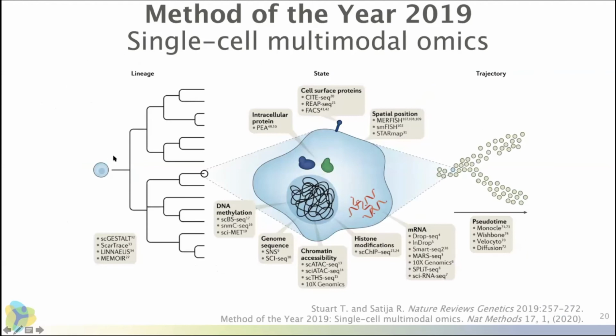So I'd be remiss if I didn't talk about single cell multimodal omics. It was named the method of the year in 2019. And I believe single cell RNA sequencing was a method of the year in 2014. So we've come a long way in such a short period of time, where we can actually derive these multimodal omics data sets at the resolution of a single cell. And you can see these various different technologies that allow you to do these quantifications.